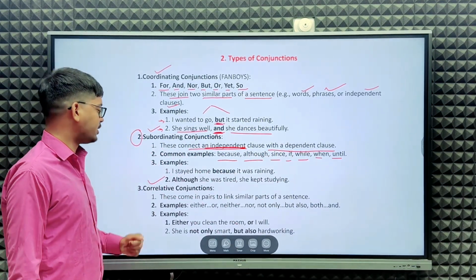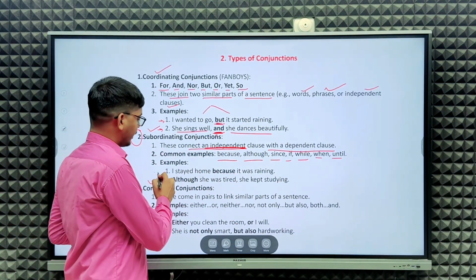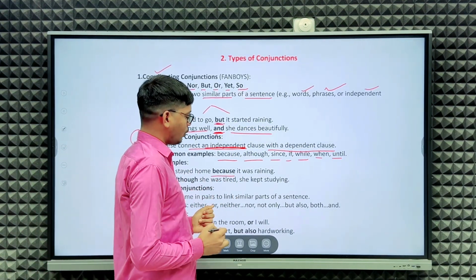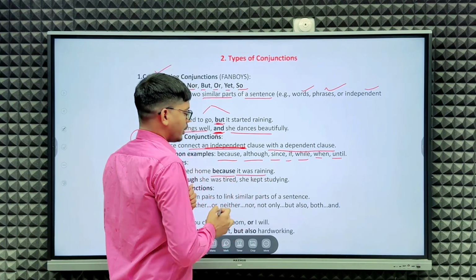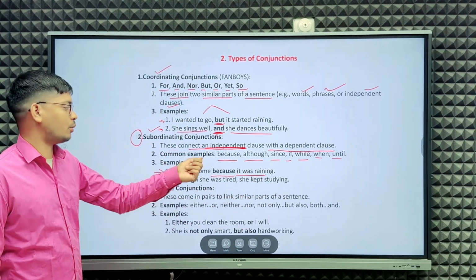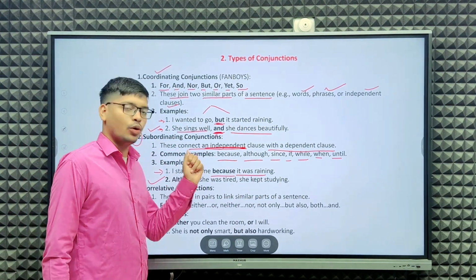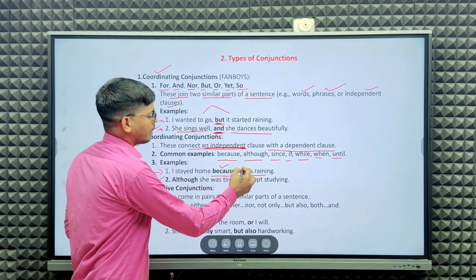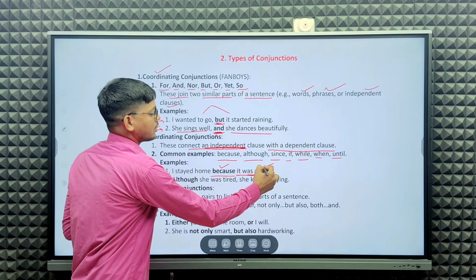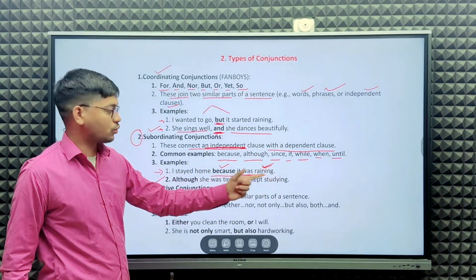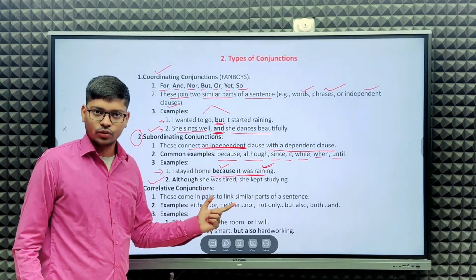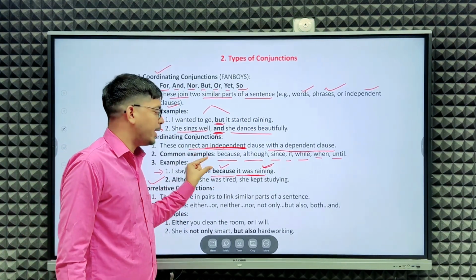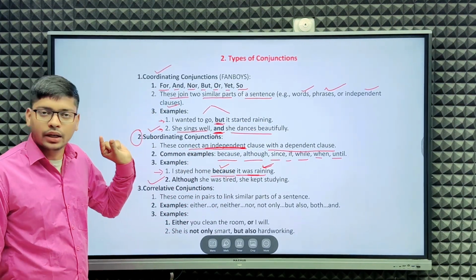Let's see an example. I stayed home because it was raining. So staying home is the result, and the reason is it was raining. So we can say because introduces a dependent clause here.